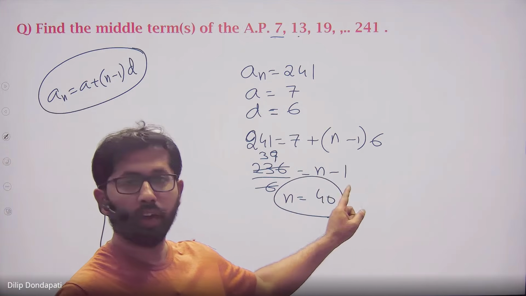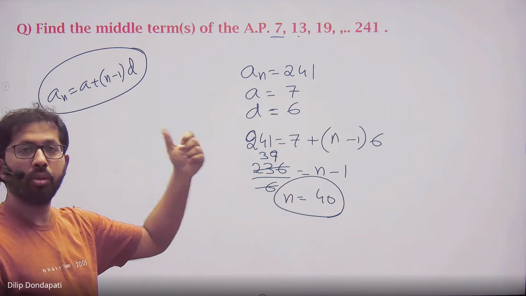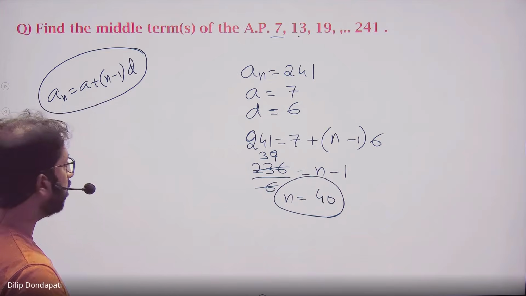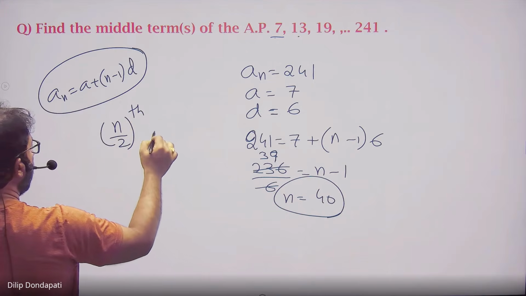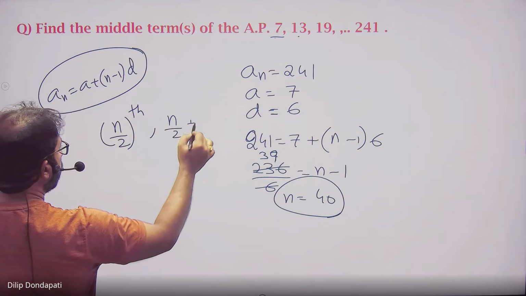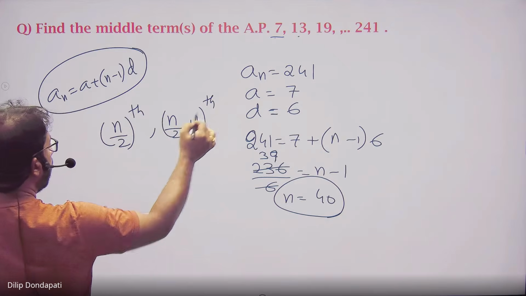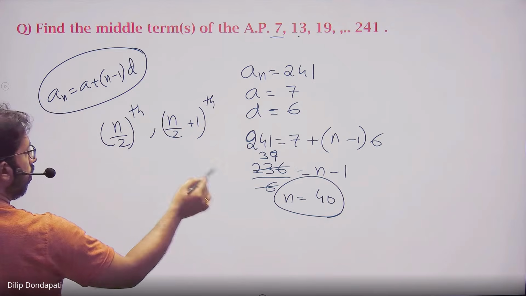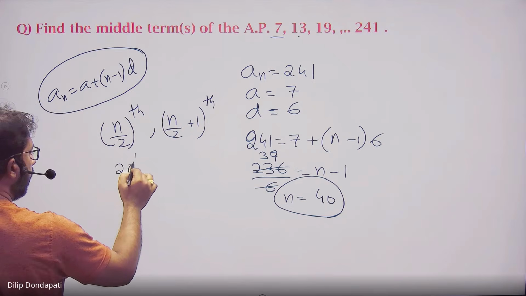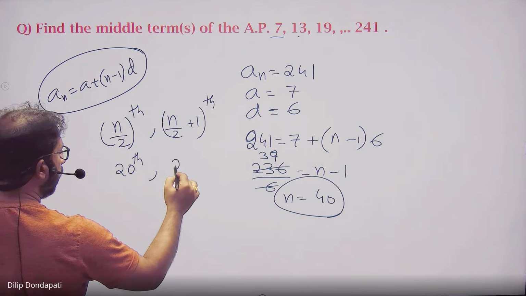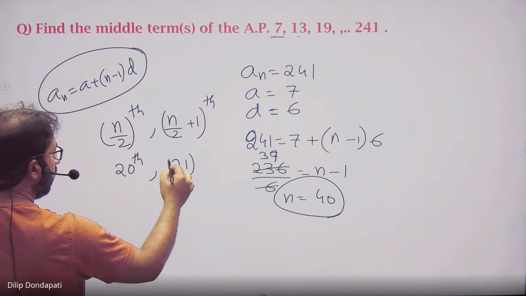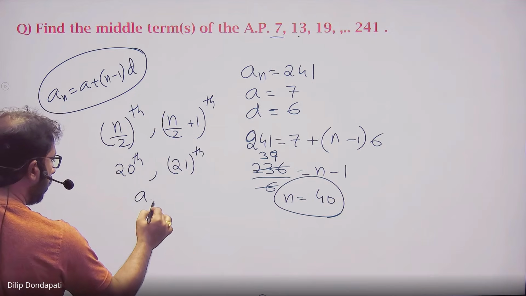Now even or odd? Even, right? Even has how many middle terms? Two middle terms. So what are the middle terms I told you? n by 2th term is a middle term, and (n by 2 plus 1)th term is the middle term. So n by 2th term is 40 by 2 is 20th term you have to find, and 21st term also you have to find, because n by 2 plus 1 is 21st, right? मतलब you have to find A20, A21.